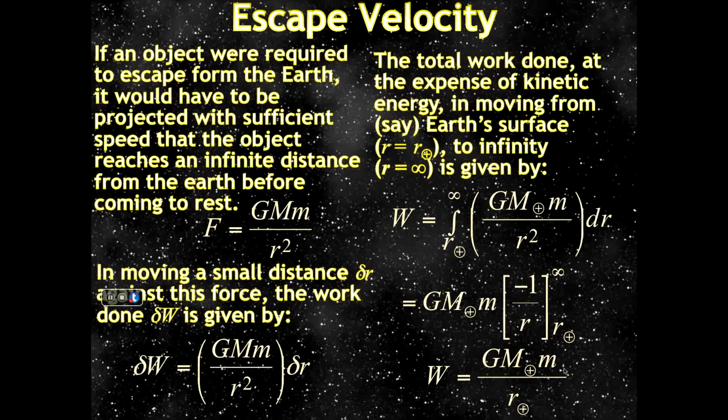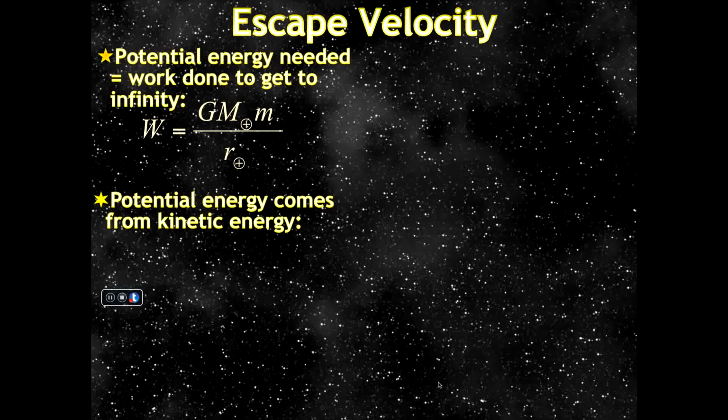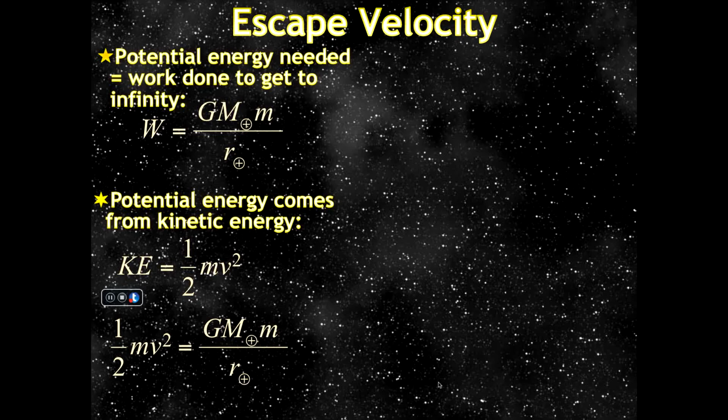This basically means that you have to have enough kinetic energy that you can use it all up exactly and get to this amount of work done. So the work done is here, and the kinetic energy is half mv squared. And so here we just equate them. If we rearrange it, we get the escape velocity is the square root of 2GM over r.